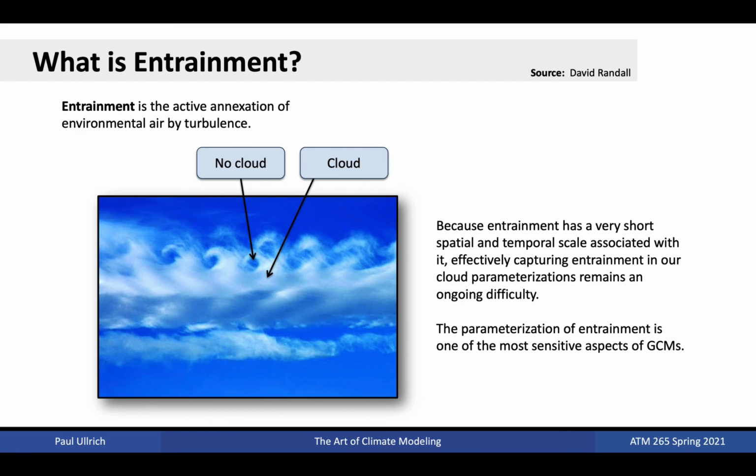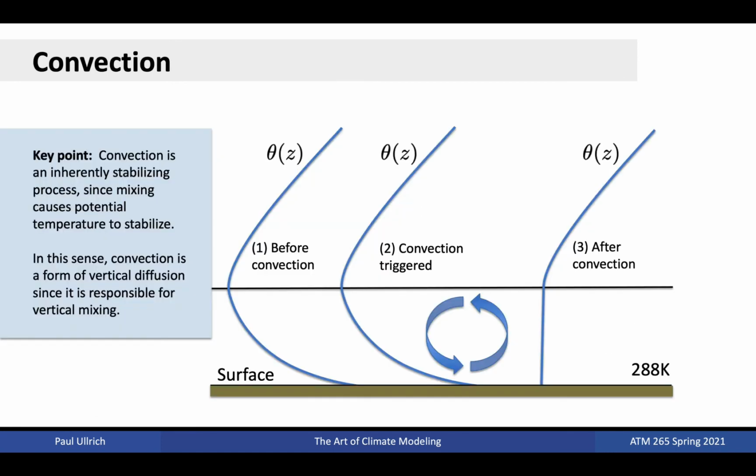Because of this, quantities like climate sensitivity in climate modeling systems are highly sensitive to the value of the parameters governing entrainment. And so advanced convective parameterizations remain a hot topic of ongoing research. Much like turbulence, convection is an inherently stabilizing process which causes mixing of air in different layers of the atmosphere.